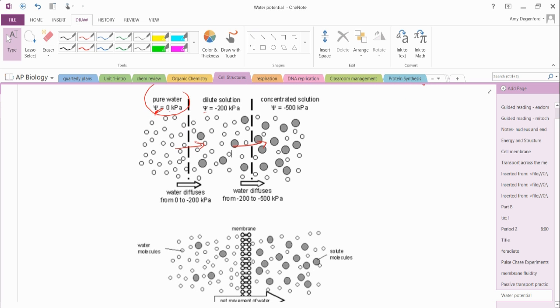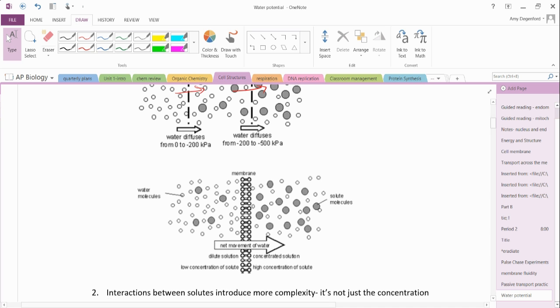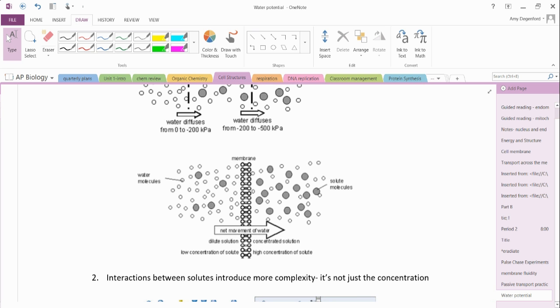But the purpose here is to show you the new way to look at it. And this applies to cell membranes as well. So we have a low concentration of solute over on the left and a high concentration of solute over on the right. And you can see that the water is going to move to the right.